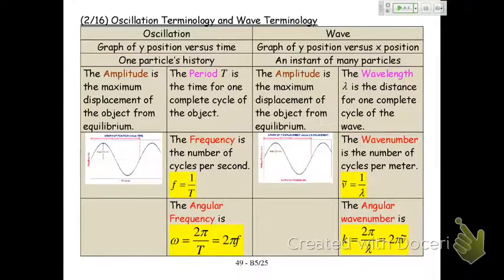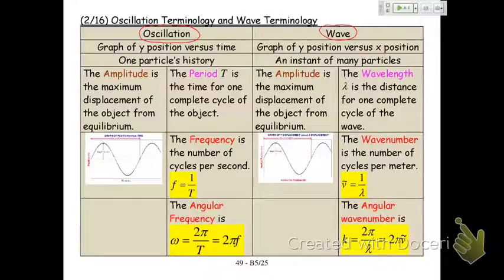This slide is really important, actually, because it codifies an awful lot of language that we need to think about. And so we have the oscillators on one side, and we did that last time. We have waves on the other side.